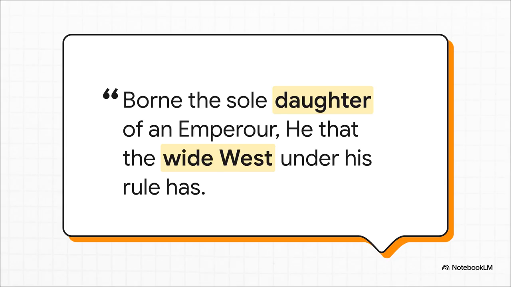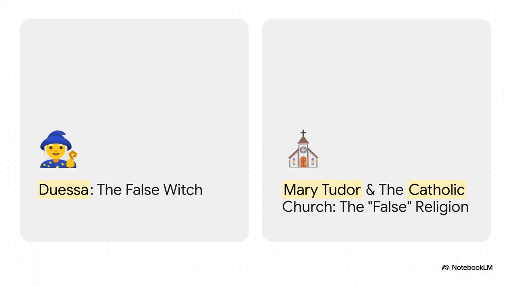Now think about it. If you're reading this back in the 16th century, where does that immediately make you think of? Yep, Rome. And who's the emperor of the West sitting on the Tiber? It's the Pope. So Duessa, this false witch, is a direct symbol for the Catholic Church, and more specifically for its biggest defender in England at the time, Queen Mary Tudor, or as the Protestants called her, Bloody Mary.